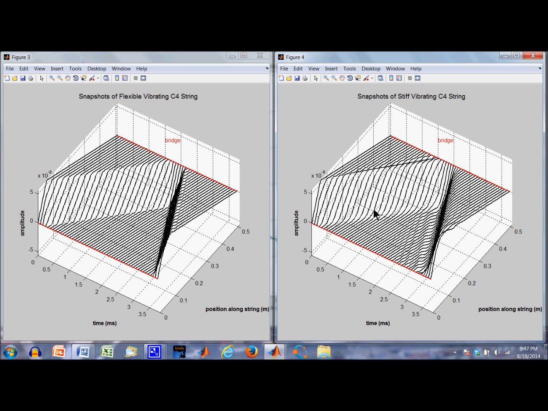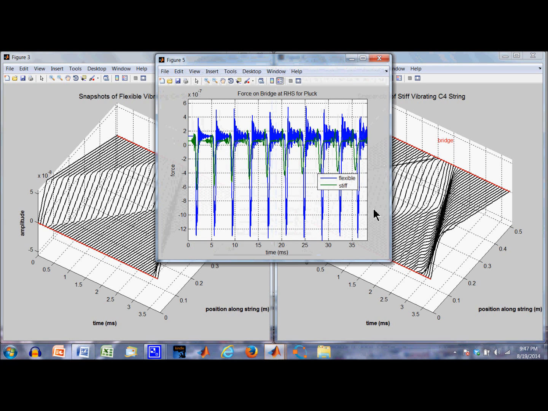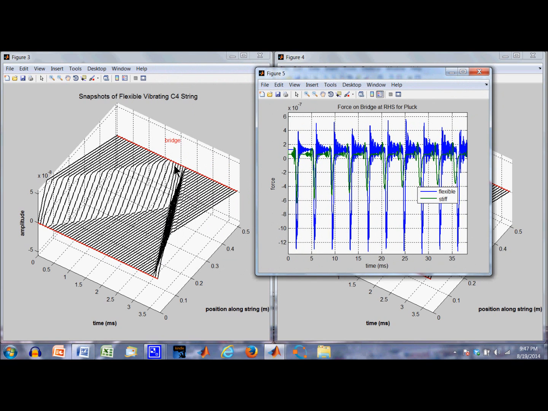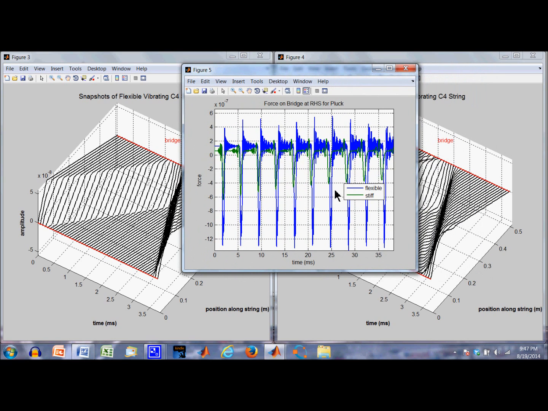Okay, now I collected the data for 20 periods and calculated the force. You can see they come over here and then they spend some time at this low position corresponding to pulling down on the string, so the force is negative. And then they go up, but you can see the difference between the flexible and the stiff. Flexible is in blue, stiff is in green. The flexible is making a lot wider variation.